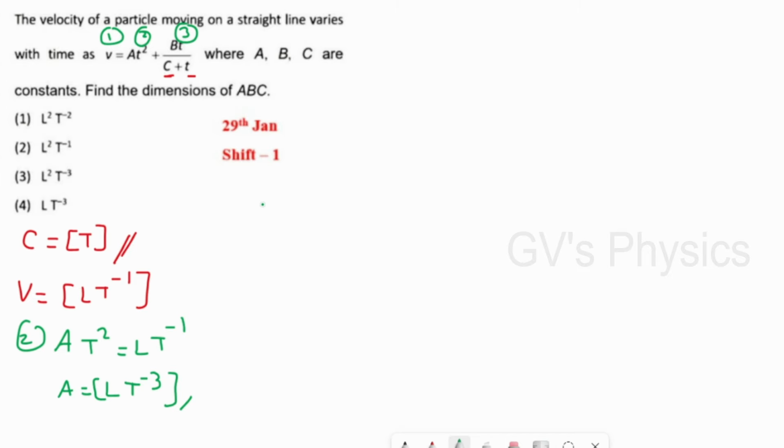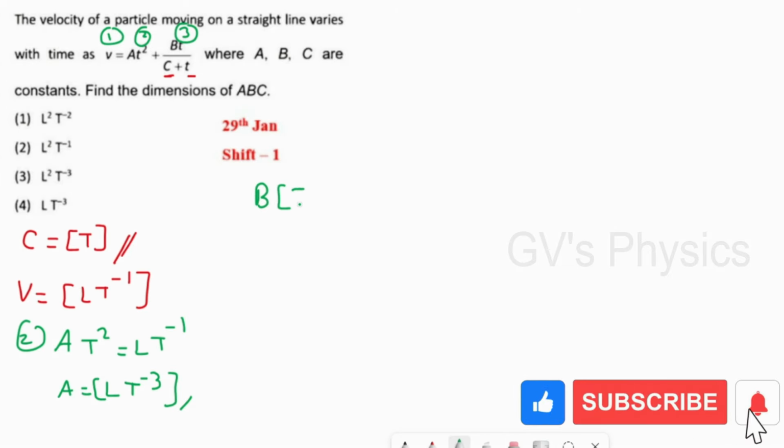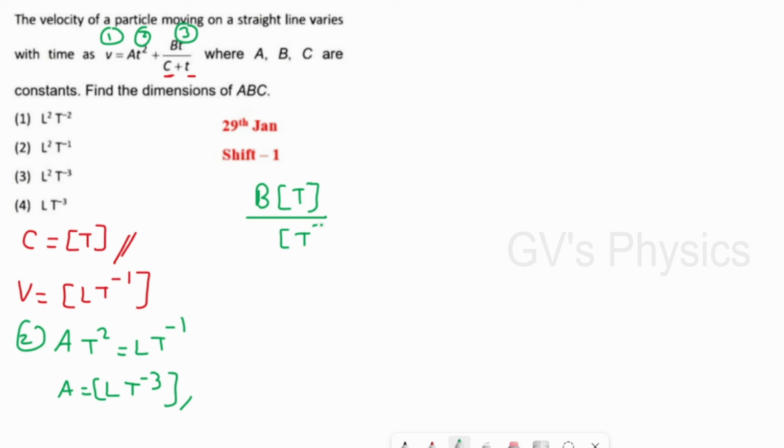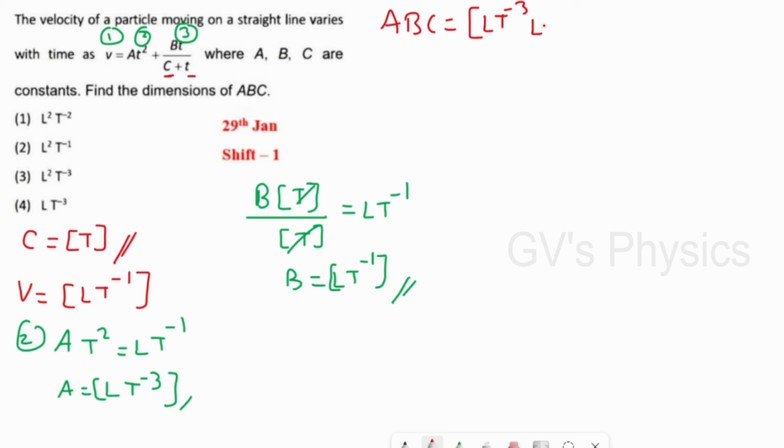So coming to the third term, it's B. In the place of T, we can substitute T. In the denominator, C and T both have a dimension T only. So we can substitute T, that is equal to the first term dimension, that is again L T power minus 1. So T will get cancelled. So B is equal to L T power minus 1. So we have found the dimension of A, B and C. Now the dimension of A, B, C is equal to, in the place of A we have L T power minus 3. In the place of B you have L T power minus 1 and C is T power 1.